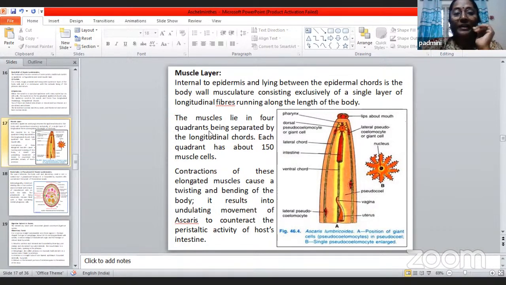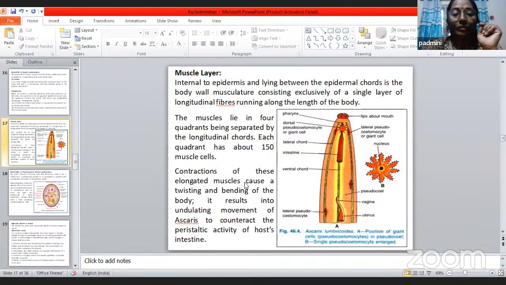Muscles lie in four quadrants, two ventral and two dorsal, being separated by the ventral nerve cord and the two lateral nerve cords. So they are divided into four quadrants, separated by these longitudinal cords on either side. Each quadrant has about 150 muscle cells. When I'm talking about one quadrant, from the ventral cord till the lateral cord, this is one. From here till here, one, on that side. So each of the four has 150 muscle cells.